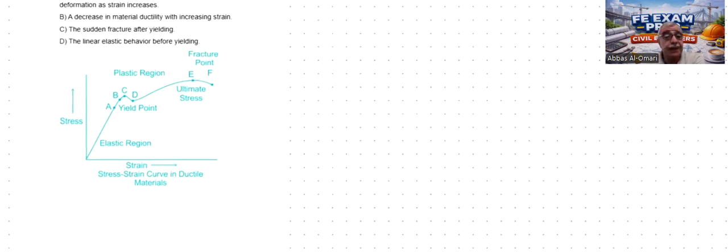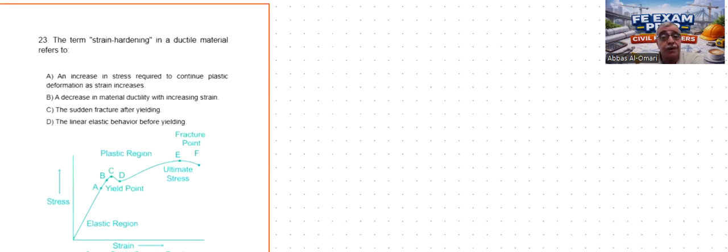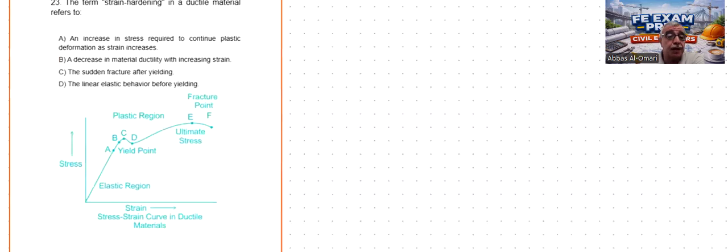So the term strain hardening in a ductile material refers to... Now, there are always questions about the stress-strain relationship for a ductile material in the FE exam. So you should understand the different key points on the stress-strain relationship. Like point A is the elastic point, point B is the yield point, E is the ultimate stress point, and point F is the fracture point.